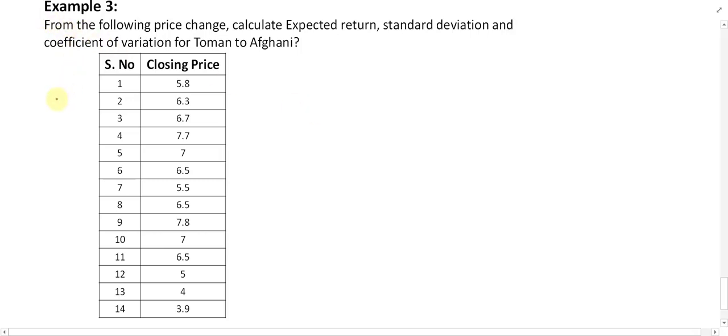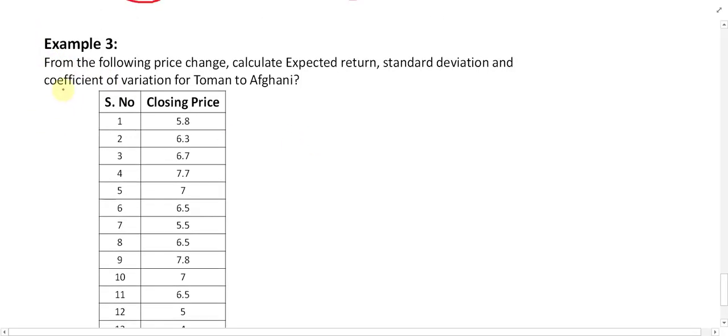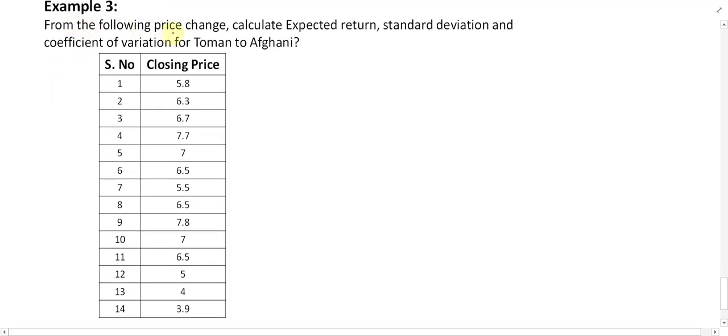Bismillahirrahmanirrahim. So let us do example number 3. From the following price change, calculate the expected return, standard deviation, and coefficient of variation for 2-man to Afghani.